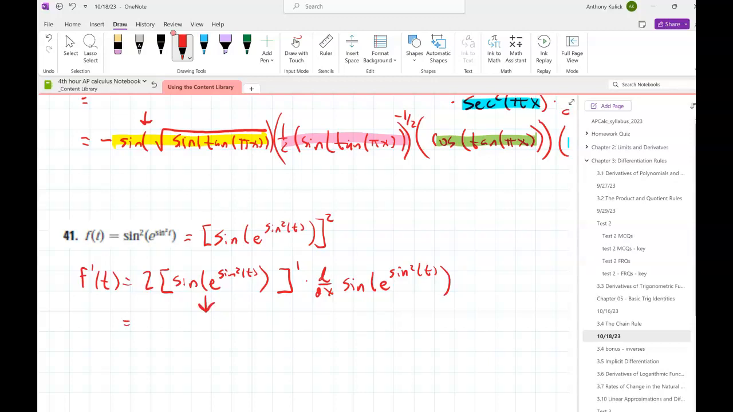So that part just stays the same. When I look at the derivative of sine of e to the sine squared t, the outermost function there is sine x, and the derivative of sine is cosine. When I say those and I pause, feel free to just shout it out if you know the answer. It's just good practice. And then times the derivative of the insides.